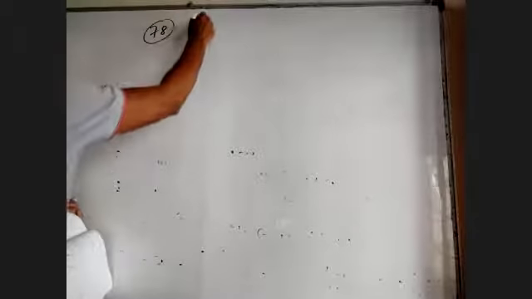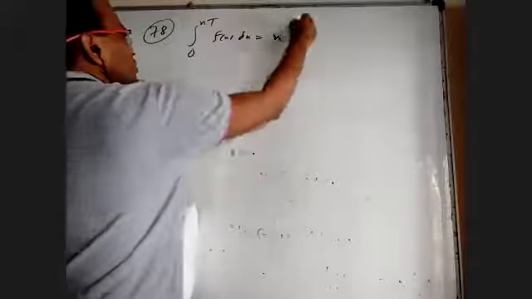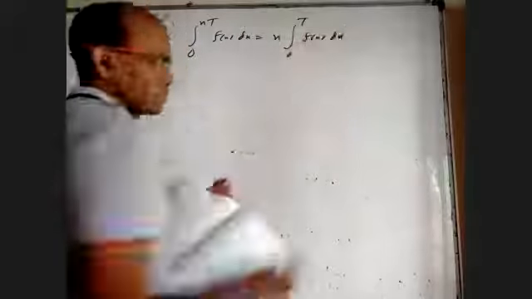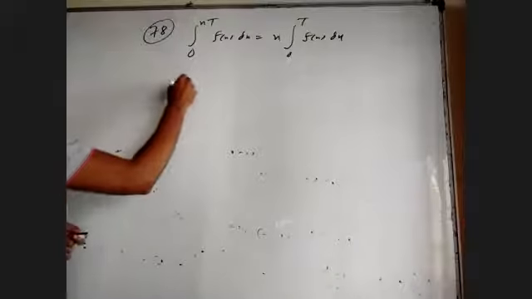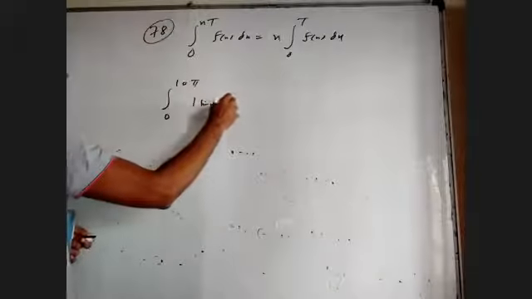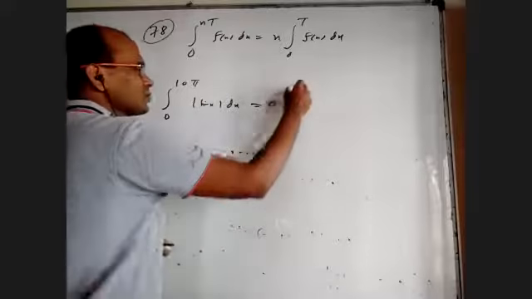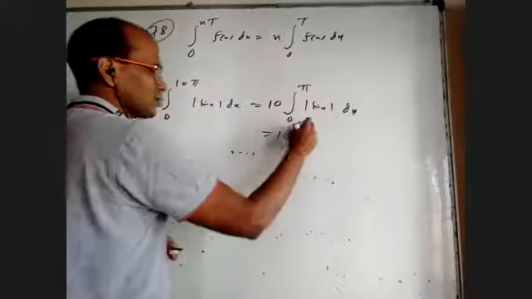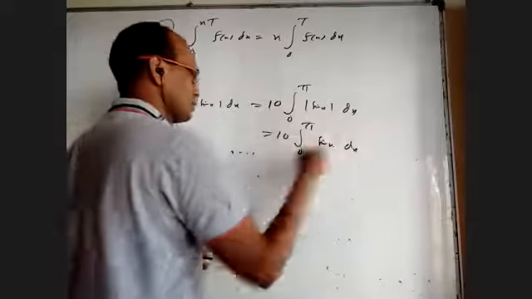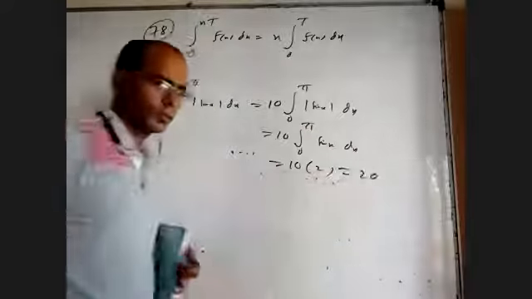78. In periodicity, 0 to n times period f of x dx is n times 0 to T f of x dx. We have this formula. You can use that. This is very simple. 78. 0 to 10 pi mod sin x dx. Mod sin x period is pi. So it is 10 times 0 to pi mod sin x dx. Between 0 to pi sin x is positive, you can remove the mod. Integrate that and put the limits, in total it will be 20.